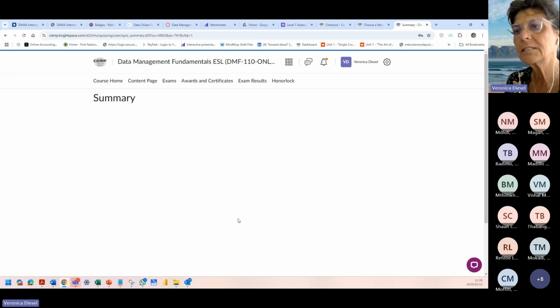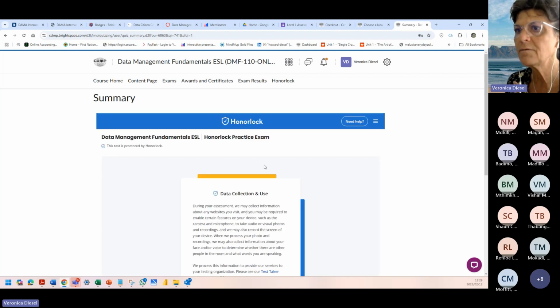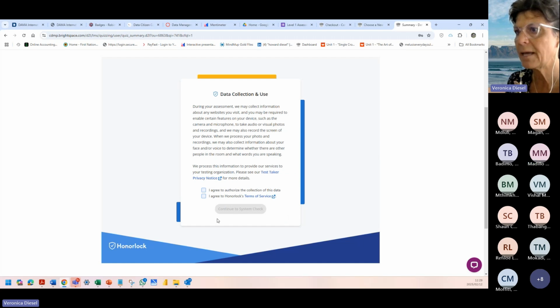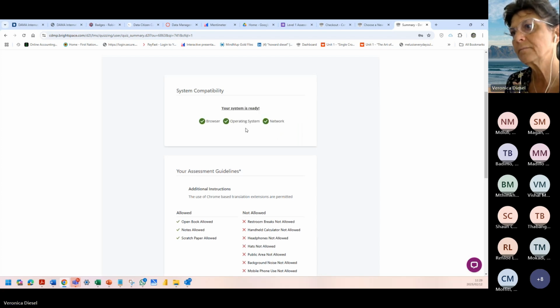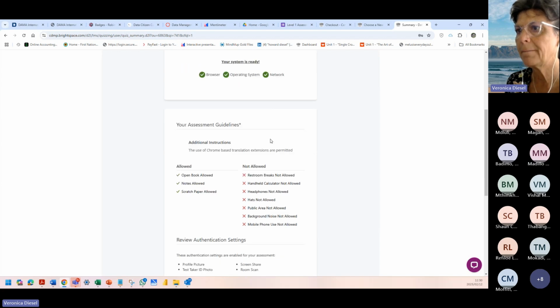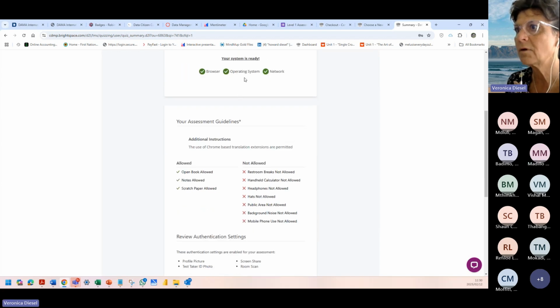If it checks your system and you don't have the Analytic extension, Analytic runs on a Chrome extension, it'll ask you to update that. So here, data collection, standard type of thing. Run my system check, and it says my system is ready. I've got the extension, I've got the right operating system, my network's good.